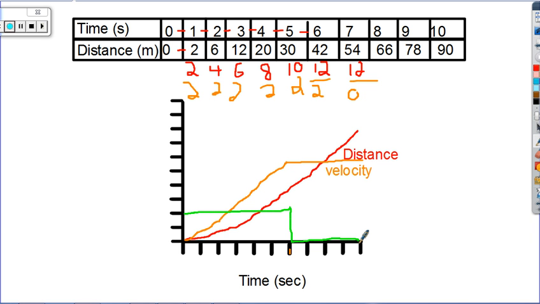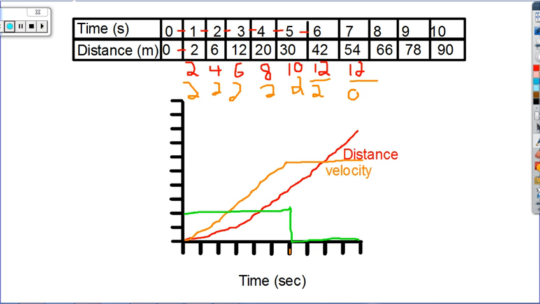So it's very, very easy to take one set of data and create the next two, because you have to remember that velocity is the change in the distance, and then acceleration is the change in the velocity. So if you can get the velocity, you can get the acceleration.